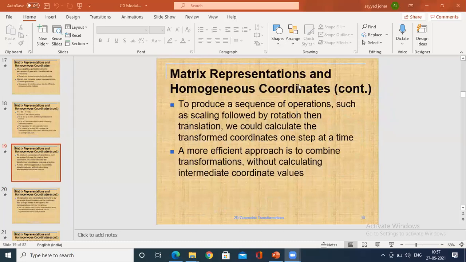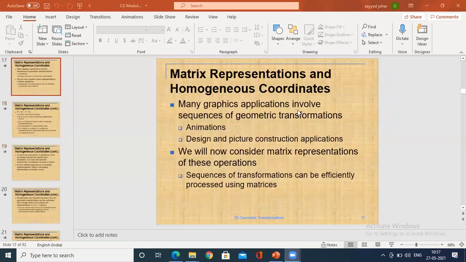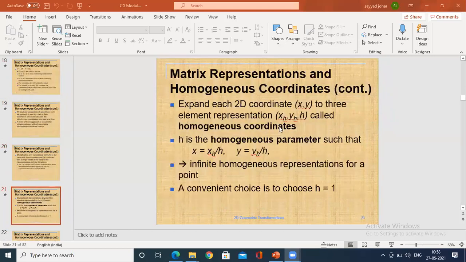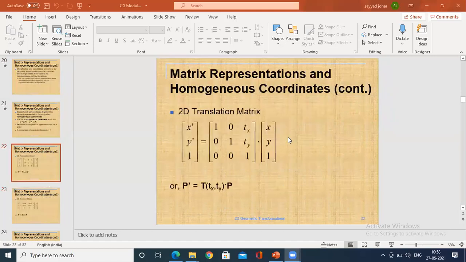So after that, matrix representation and homogeneous coordinates. What is this matrix representation and homogeneous coordinates? Hopefully you understand this formula, all of you. What is this thing? We'll see. In fact, with respect to the example, I'll just show you directly if you don't understand.